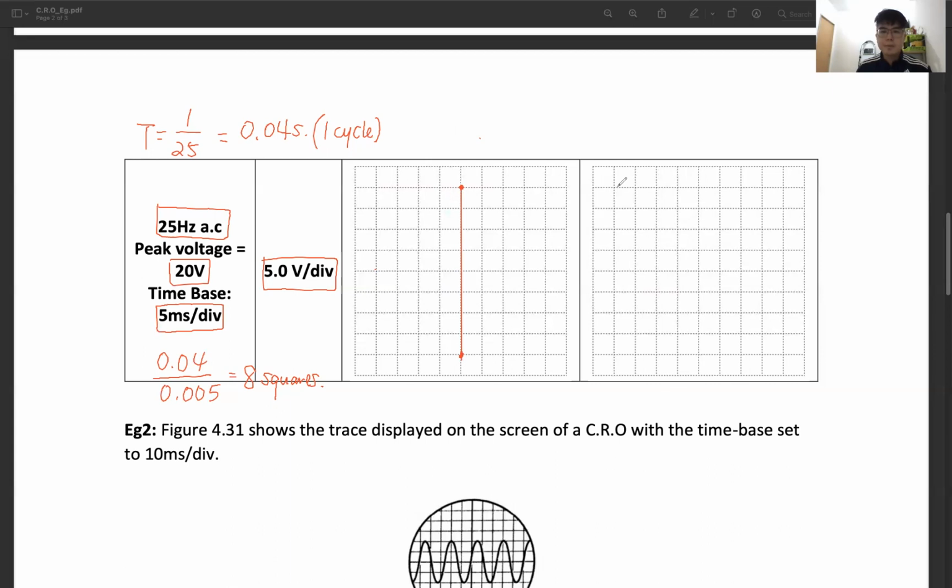With the time base, okay. With the time base, then we draw 8. 1, 2, 3, 4, 5, 6, 7, 8. That's one wave. Okay, I can draw it at the center. 4 here. And then 4 at the back. Here. Okay, so I can join this.